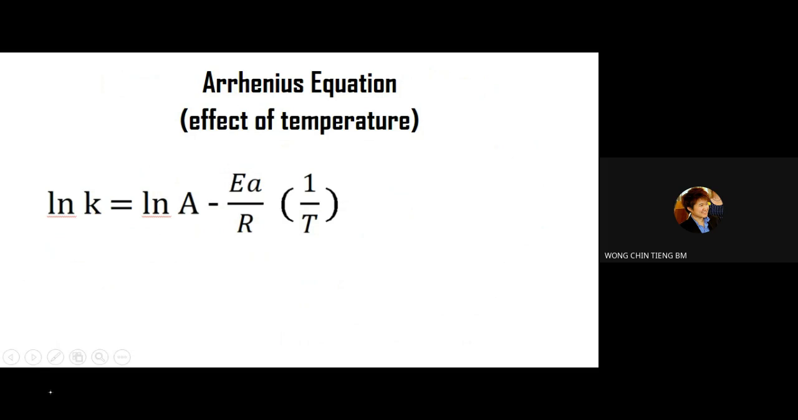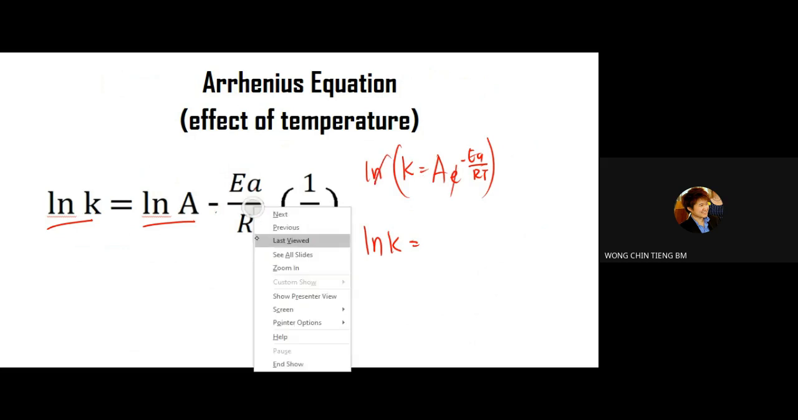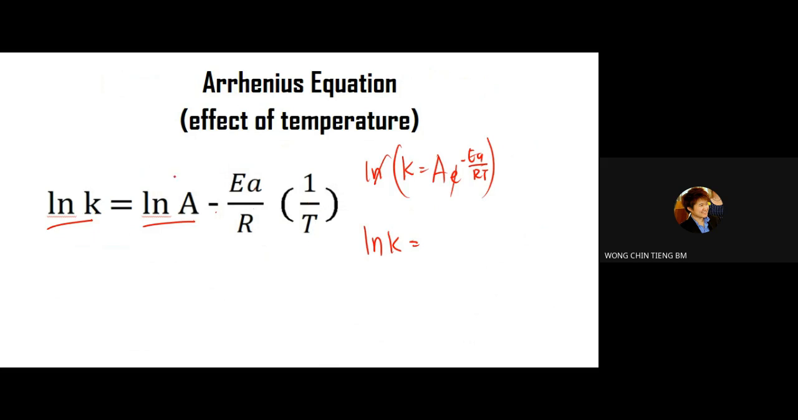Sebab tu kita akan ada daripada your K equals to AE negative EA over RT, kita ln everything. So apa yang berlaku, kita dapat ln K equals to your ln A. Power dah cancel off dah, exponent dengan ln dah cancel off. Sebab tu dia jadi tolak EA over R, 1 over T. And the biggest problem over here is unit. R is a constant of 8.314. Pakcik ni jangan lupa joule per mole. Pakcik ni jangan lupa temperature in Kelvin.